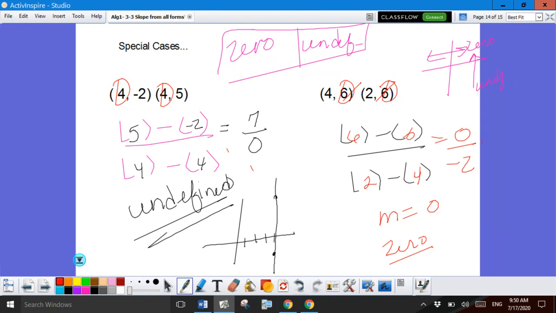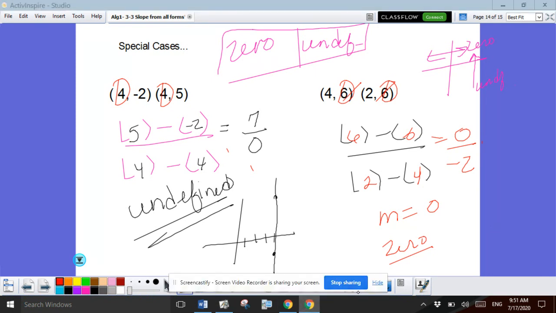Remember, slope is extremely powerful. It is the most powerful part of that equation. It tells us direction and how steep it is. So we need to be able to come up with it from a variety of different methods. So go ahead and practice that today.